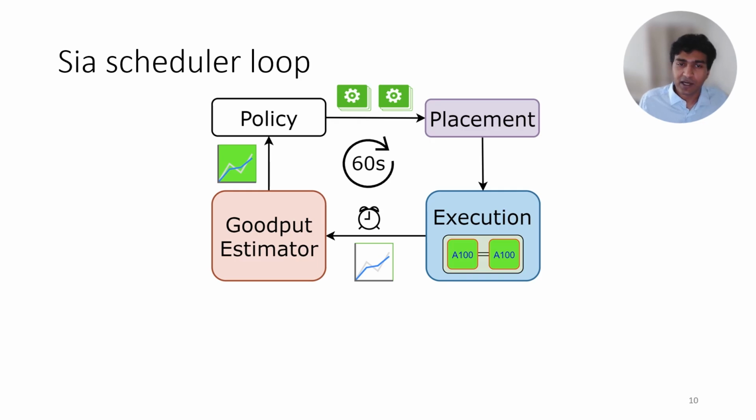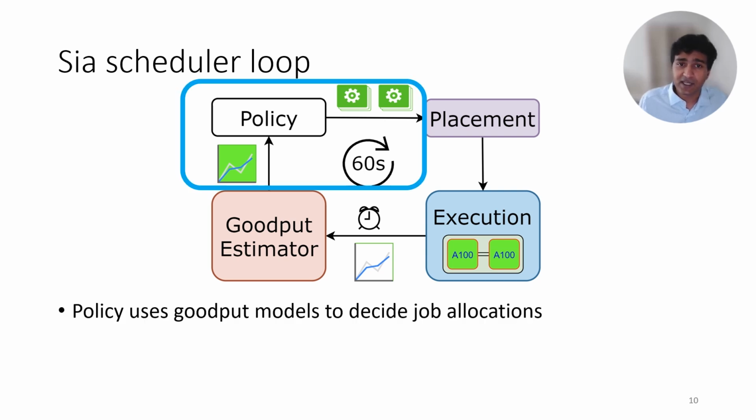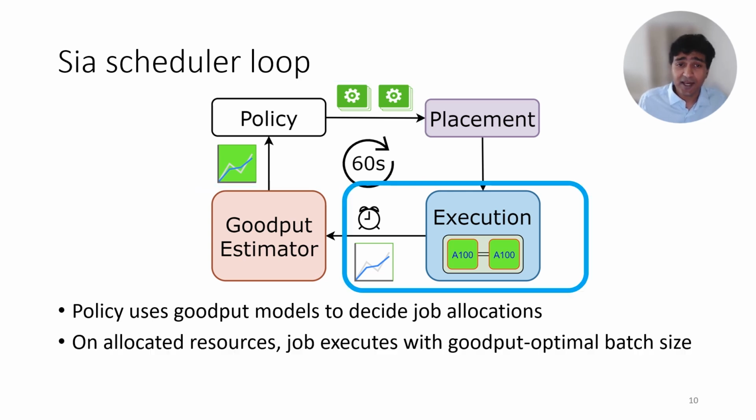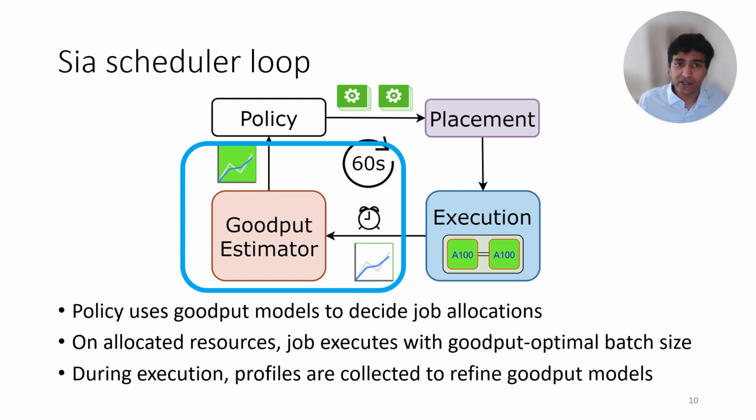At its heart is the Sia scheduler loop that runs once every 60 seconds. This loop involves mainly three components. First, the scheduler policy, seen on the top left, uses goodput models to guide job allocations. Sia then realizes these job allocations by placing the jobs on the allocated resources and starts executing the jobs, as seen on the bottom right. As the job runs, Sia profiles mini-batch times and gradient statistics and refines its goodput models using the profiles collected on the allocated resources. The refined goodput model is then periodically communicated to the policy, so Sia always uses the latest goodput models to decide job allocations.